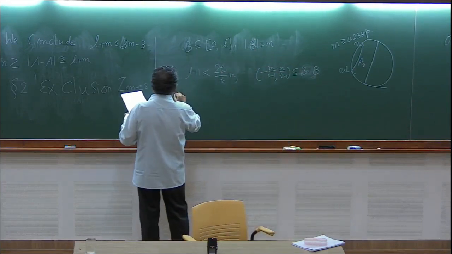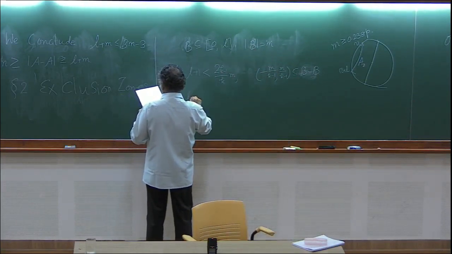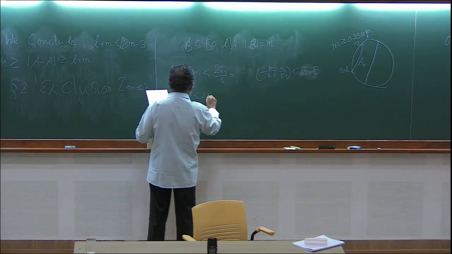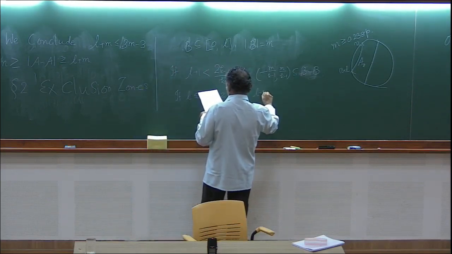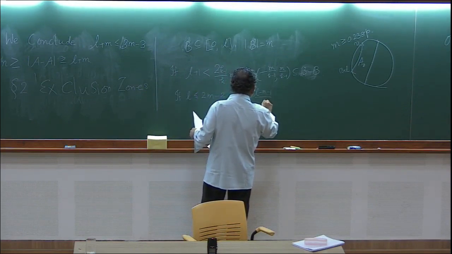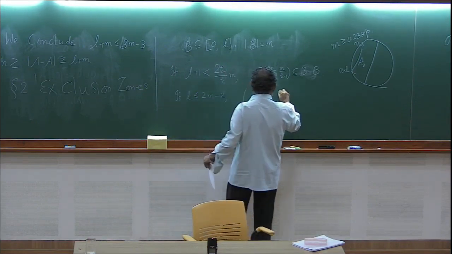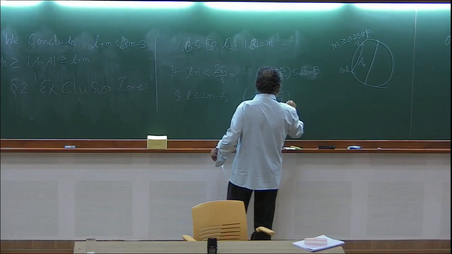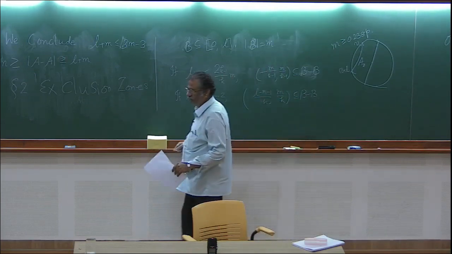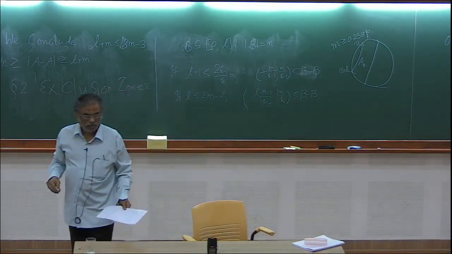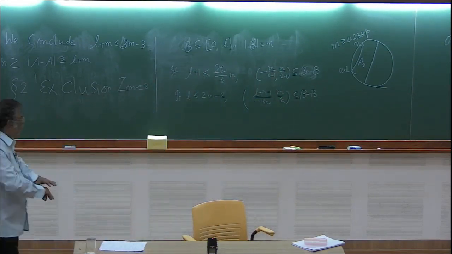And the second exclusion zone: if L is less than or equal to 2M minus 2, then (L minus M minus 1) divided by K to M over K is contained in B minus A. This also I will sort of not prove.